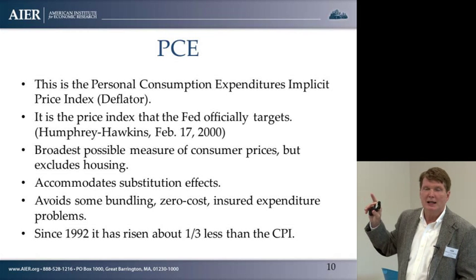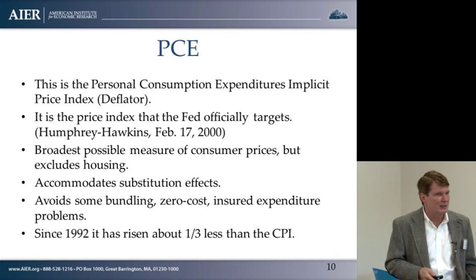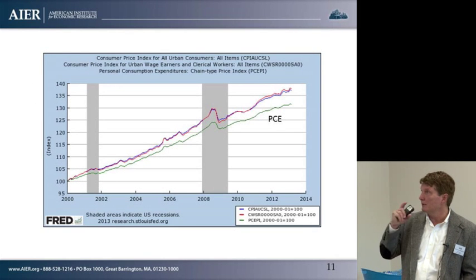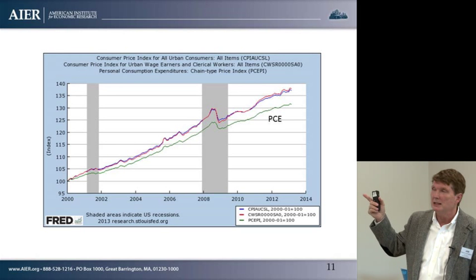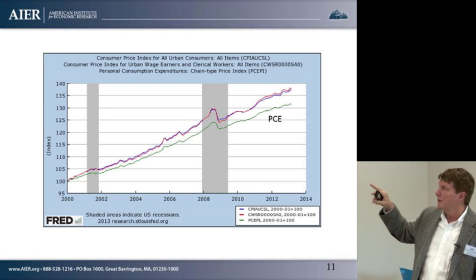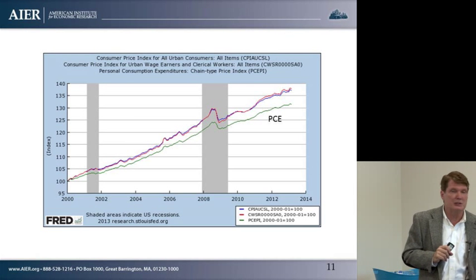But since 1992, it's risen about a third less than the CPI. So it shows much less inflation. So this shows the three, the CPIU, CPIW, and the PCE, and as you can see, the CPIU and W are very close together, and the one that I marked, this the PCE, is the Personal Consumption Expenditure Index.